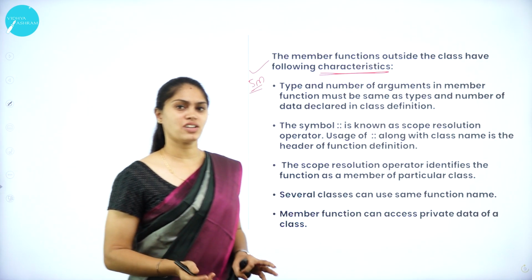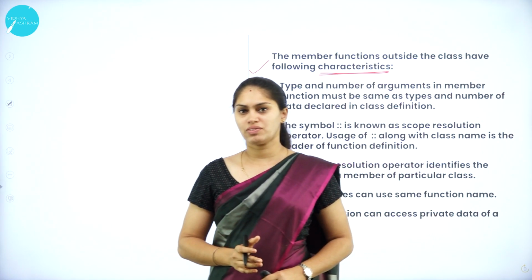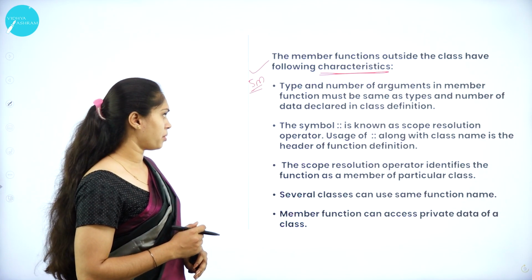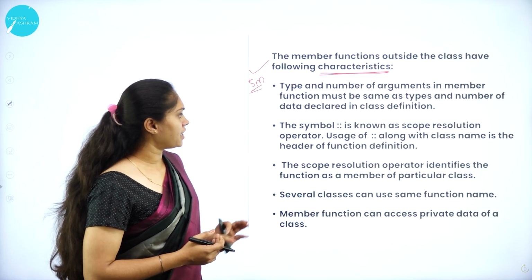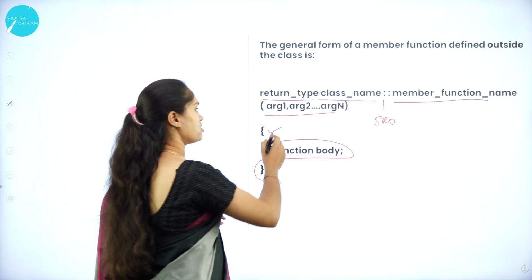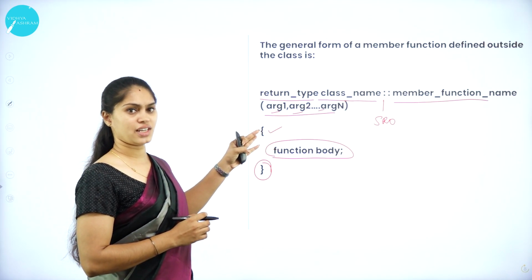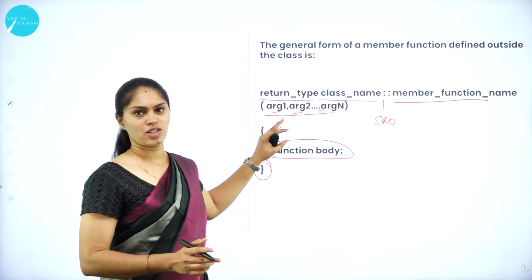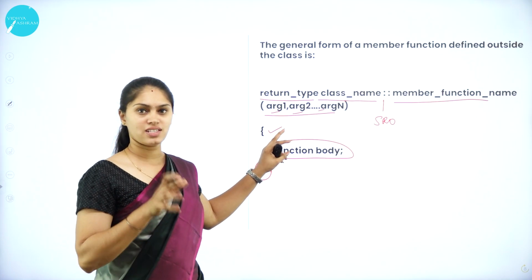If I am using the member function outside the class definition, then what are all the characteristics that must match with the member function? Okay, we'll see now. The type and number of the arguments in the member function must be the same as the types and number of the data declaration in the class definition. For example, here you can see that I need to specify the arguments. When I am declaring, if it comprises 2 arguments, then when I am defining, at that time also it must be only 2 arguments or 2 parameters of the same data type.